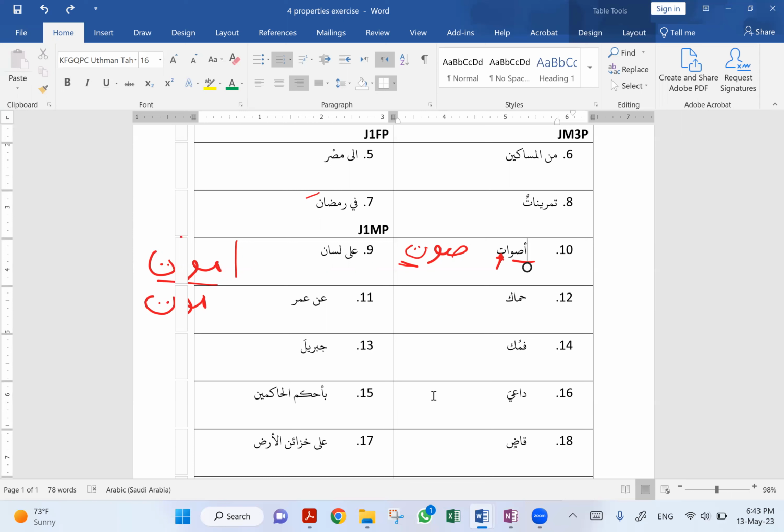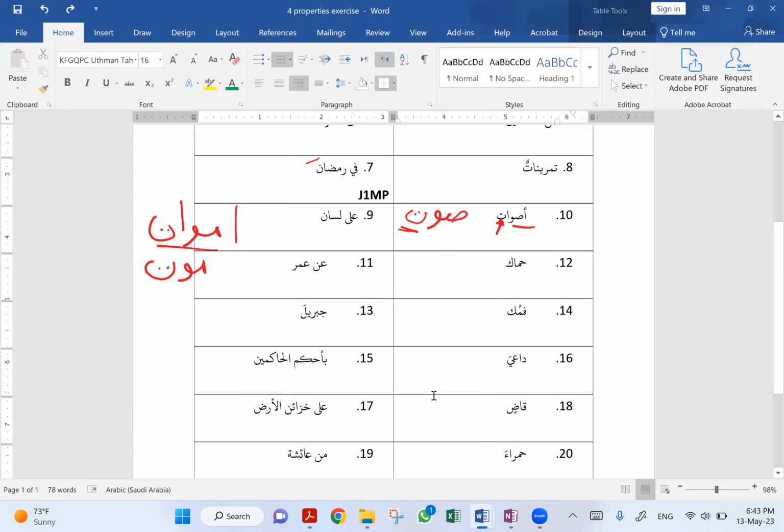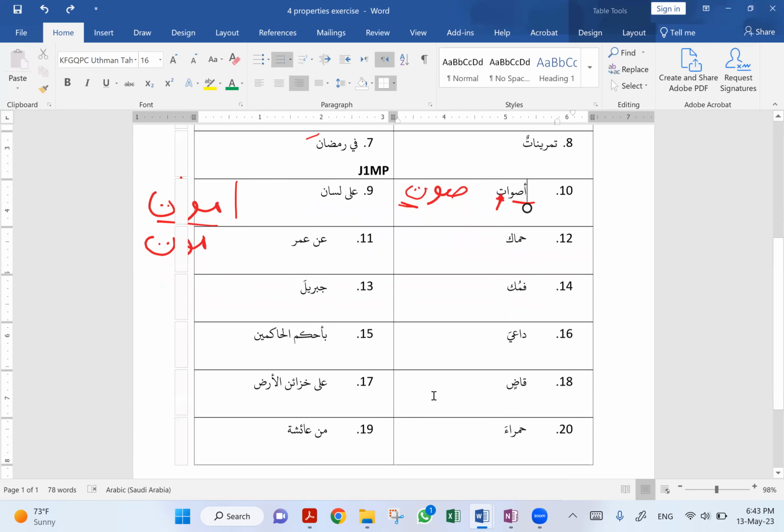Yes. So you see, not all broken plurals are mamnu' min as-sarf. That's what I also learned. Because initially I thought, oh, broken plurals, mamnu' min as-sarf. But then you realize, no. Especially only this pattern af'al, like abwab, aqlam, aswat. We say aqlamun, we say abwabun, aswatun. Fully flexible. Jazakallah.